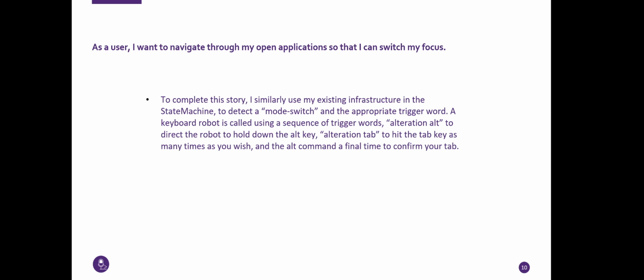As a user, I want to navigate through my open applications so that I can switch focus. To complete this story, I similarly use my existing infrastructure in the state machine to detect the mode switch and the appropriate trigger word. A keyboard robot is called using a sequence of trigger words: alteration Alt to direct the robot to hold down the Alt key, alteration Tab to hit the Tab key, and you can do that as many times as you wish to iterate through your tabs, and then the Alt command again a final time to confirm the tab you wish to select.